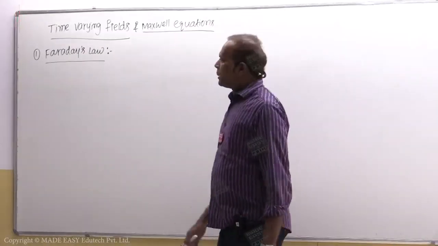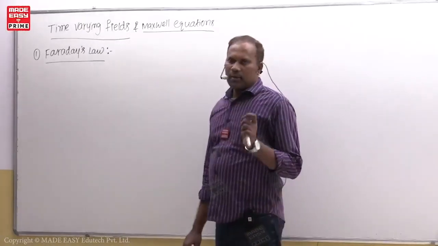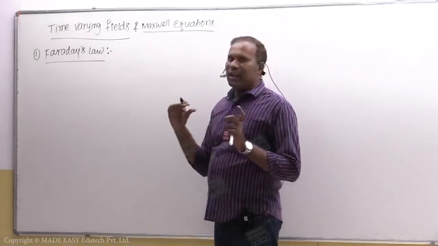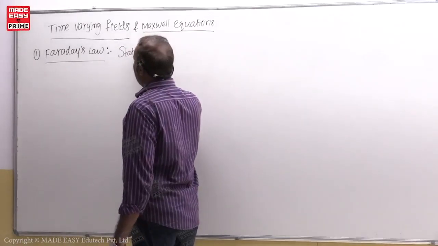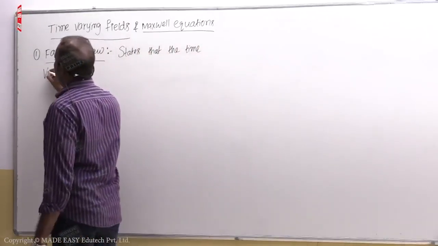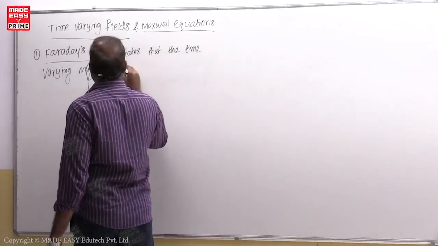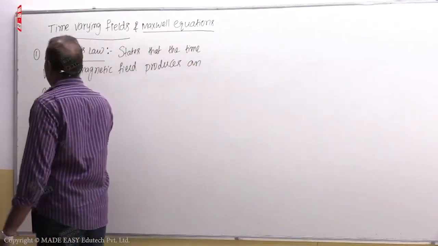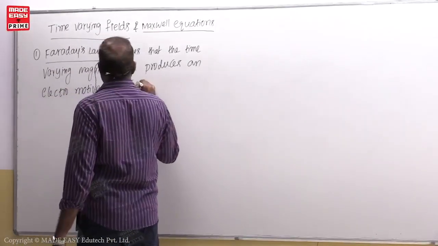Okay. So, dear students, this is time varying fields and Maxwell equations. In this, the first one is Faraday's law. Faraday did one experiment, and from that experiment he gave one equation and one statement also. What is the statement of that experiment? Faraday's law states that a time varying magnetic field produces an electromotive force, EMF.